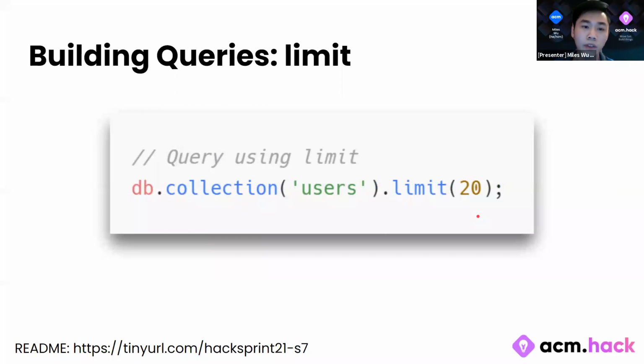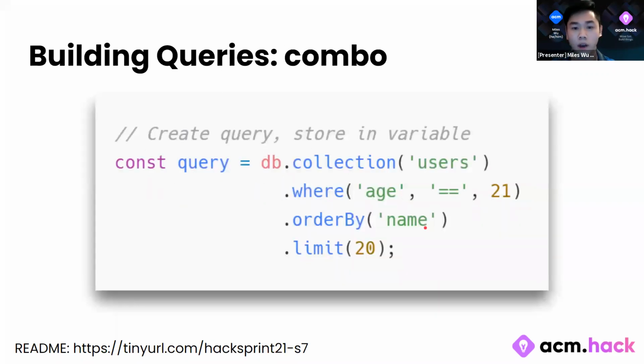Okay, and then finally the limit is probably the most straightforward. It just places a maximum on the number of documents you should get back from your query. So this will do only the first 20 documents from our users collection. So hopefully that all makes sense.